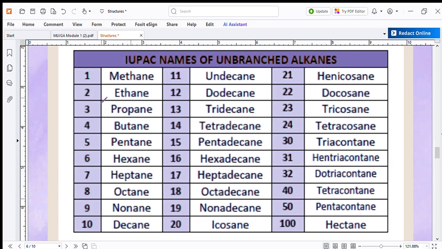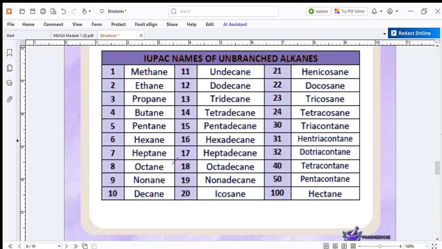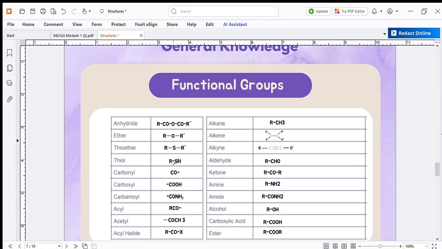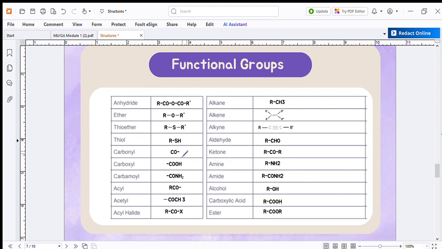Kailangan malaman natin kung ilan po ang carbon. Same with this, kailangan din ito i-memorize, pero the most common po is 1 to 10, yung ipapakita sa inyo sa mga practice questions. Moving to the next, ito po ang functional groups. Another functional groups, kailangan natin ito i-memorize at i-familiarize.